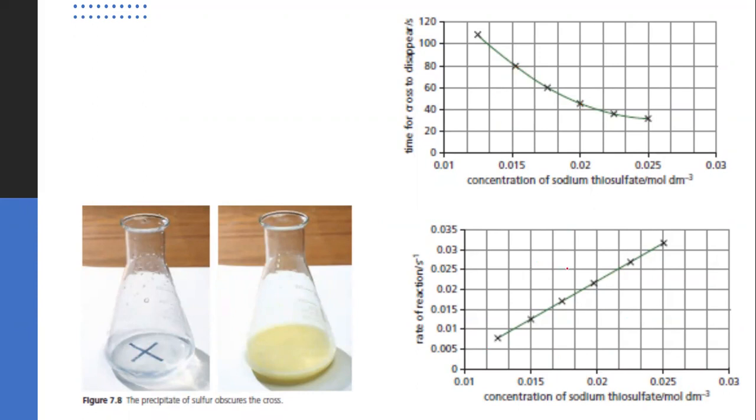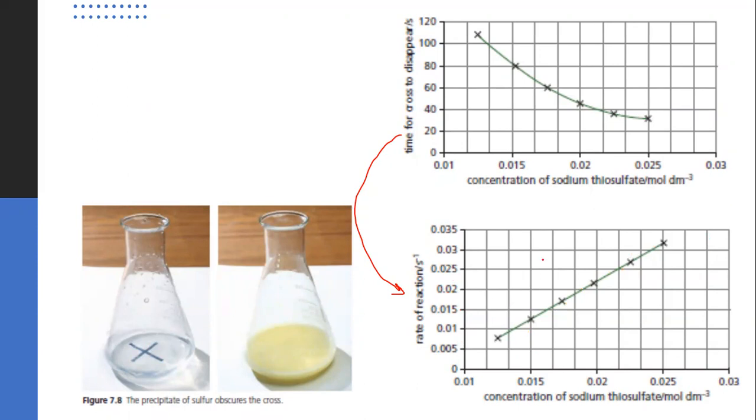And if you make a graph, on this side you were putting time, and on the x-axis it was concentration. If you keep the concentration on the x-axis, but change the y-axis from time to rate, you will see that as the concentration increases, the rate of reaction also increases.